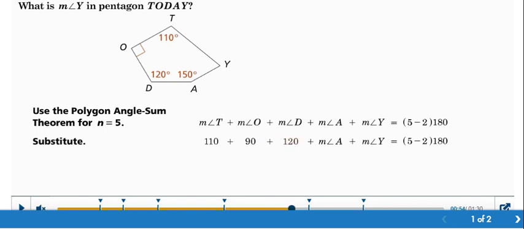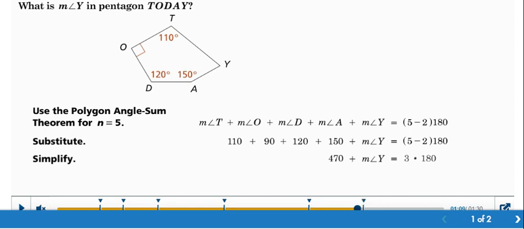So from there, if I substitute each of the degrees for each one of these, they're going to equal the total amount. The only one I don't know is y right there. So I filled in all these right here, and now I'm just going to solve for y. When I add up all these together, I get 470. 5 minus 2 is 3, and when I multiply that out, that's 540. So the only thing I have to do to get y all by itself is subtract 470 from both sides, which is going to give me y equals 70 degrees. And that's how we'd be able to find it.